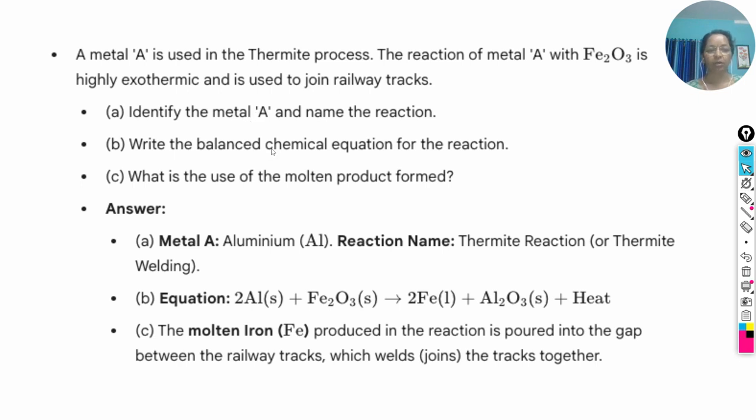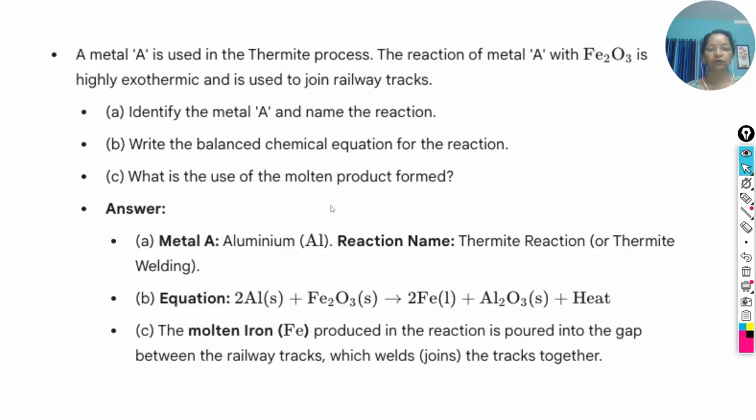Write the balanced chemical equation. It is given here. We learned it also, isn't it? Al plus Fe2O3 gives Fe plus Al2O3. See, it is written L in the bracket. That should not be forgotten. It should be remembered very clearly. It should be in the liquid form.